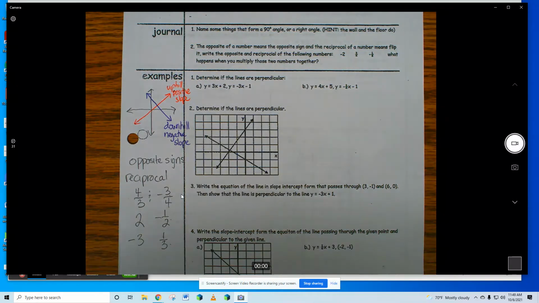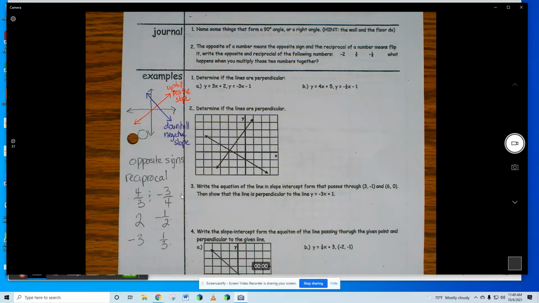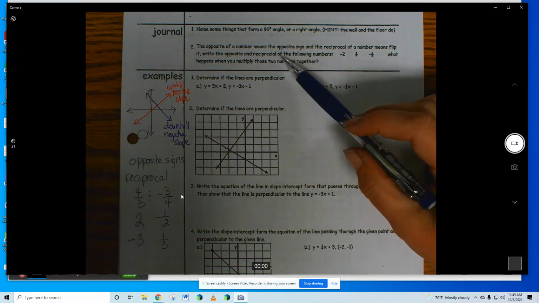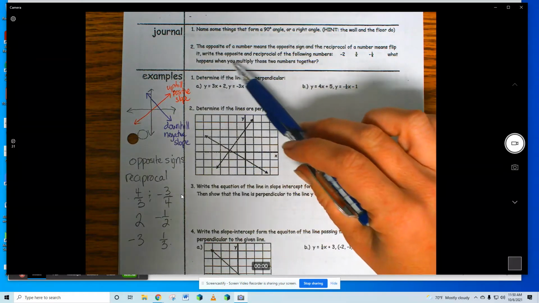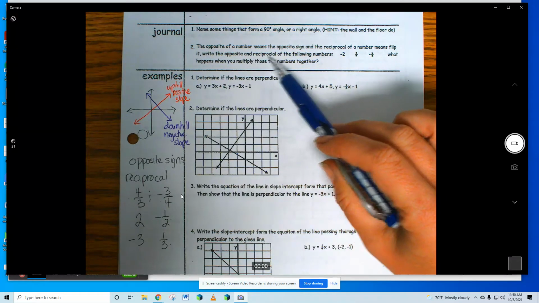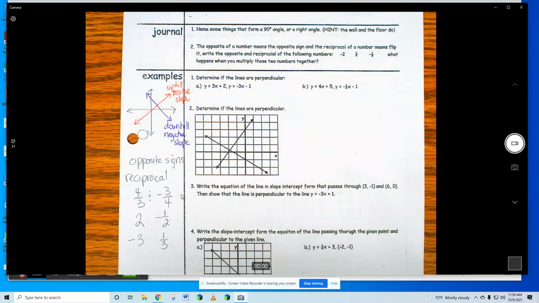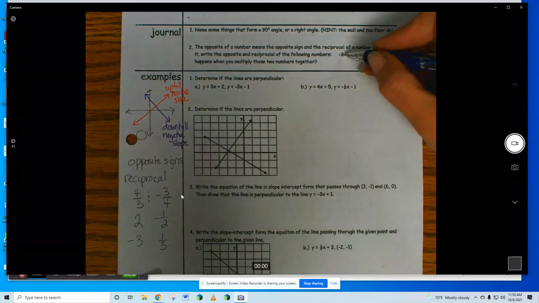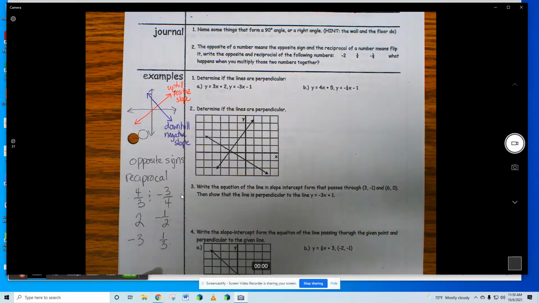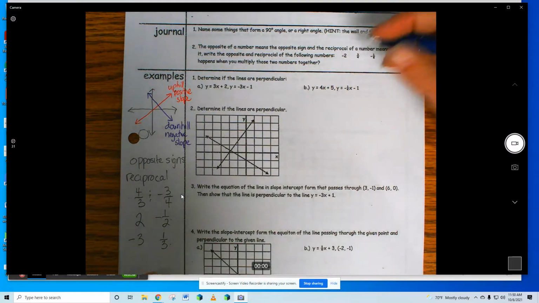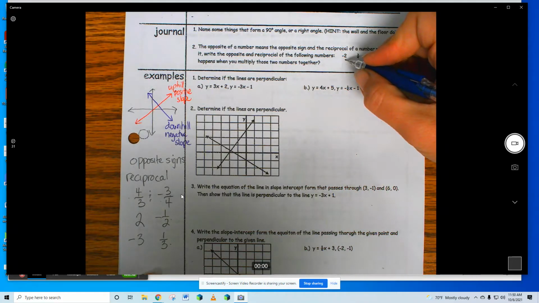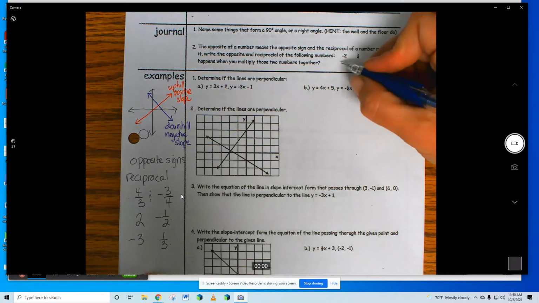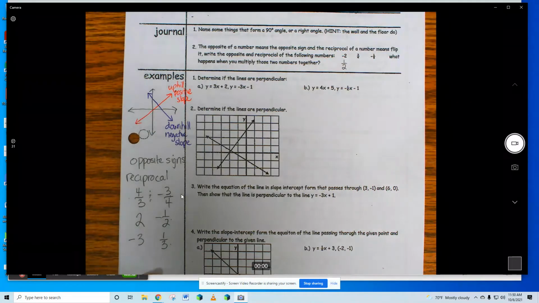Let's do journal number 2, up top, journal number 2. The opposite of a number means the opposite sign. And the reciprocal of a number means flip it. Write the opposite and reciprocal of the following numbers. Underneath a negative 2, what's the opposite reciprocal of negative 2? 1/2. But it has to be positive. Remember, opposite sign, so positive. 1/2 would be the reciprocal, and it would be the opposite sign.